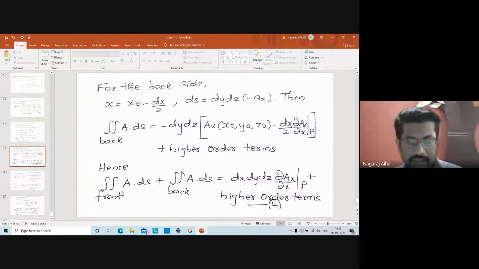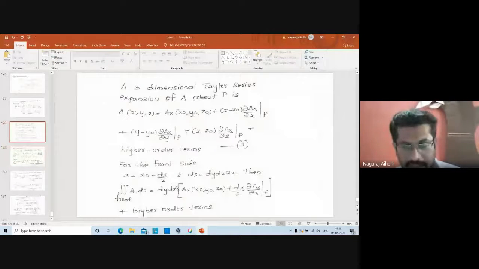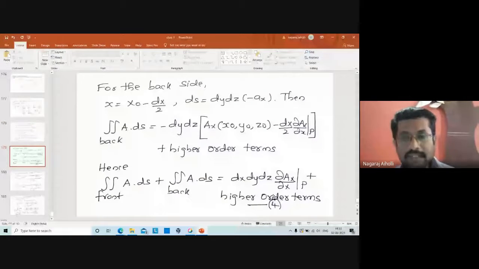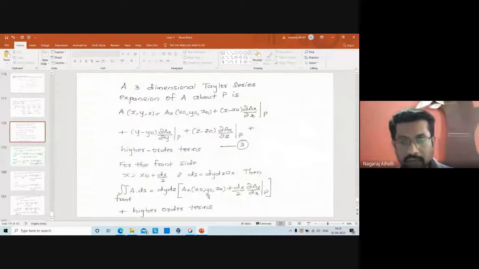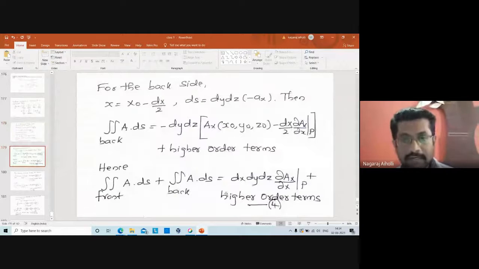If I take the sum of the front surface integral a dot ds plus the back surface integral a dot ds, look here, what is the front surface? The front surface is dy dz into ax of x naught, y naught, z naught. Correct? Then here we have minus ax of x naught, y naught, z naught. So both will get cancelled. This is plus dy dz ax of x naught, y naught, z naught, and this will be minus dy dz ax of x naught, y naught, z naught. Both will get cancelled.